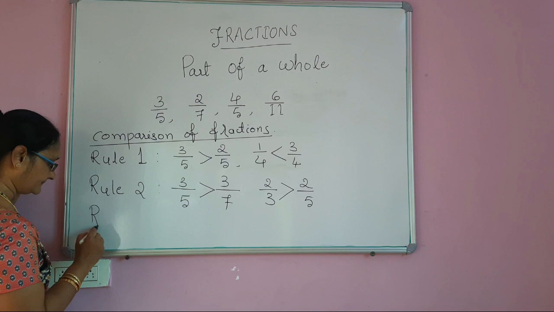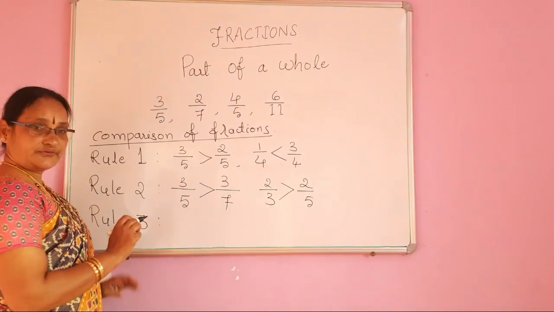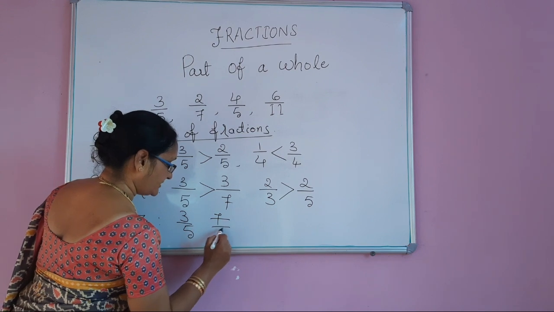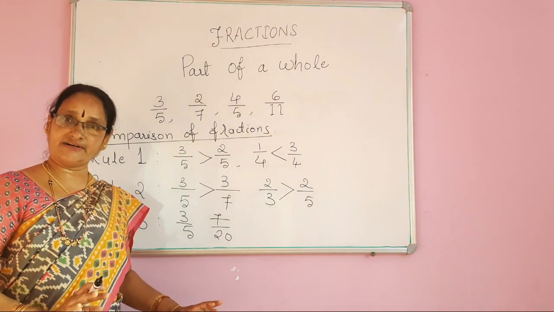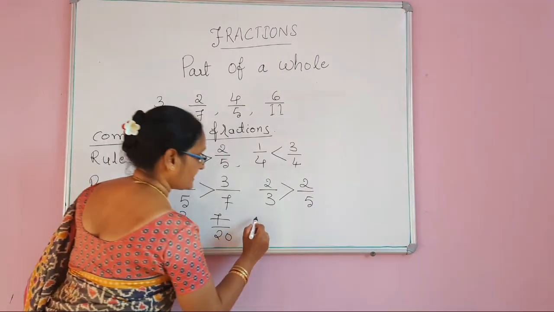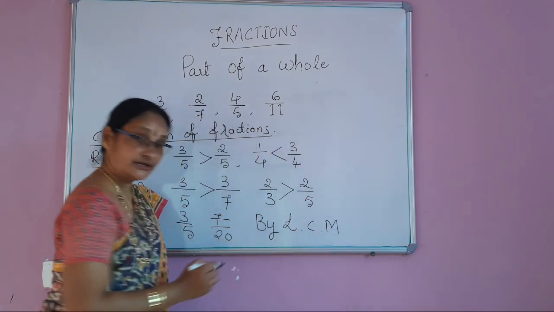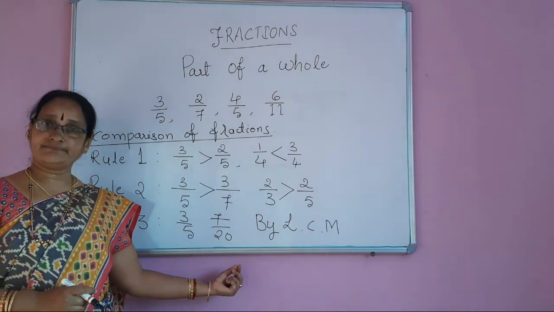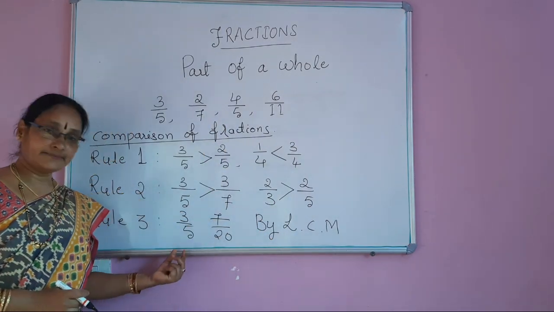Next, in rule 3, both are different. For example, 3 by 5 and 7 by 20. See here, both numerators and denominators are completely different. In such cases, how to compare them? We have to compare them by taking the LCM. Already you have learnt in the previous video how to take the LCM of 5 and 20. We have to take the LCM and equalize them, then we have to find out which is bigger and which is smaller.